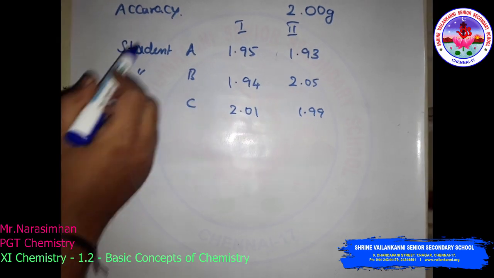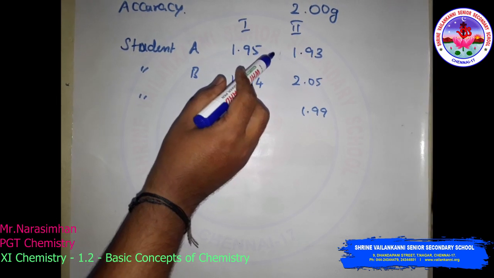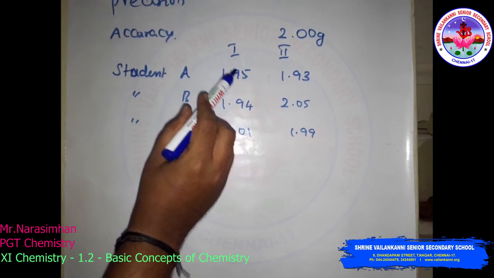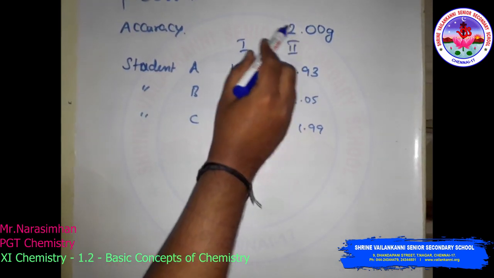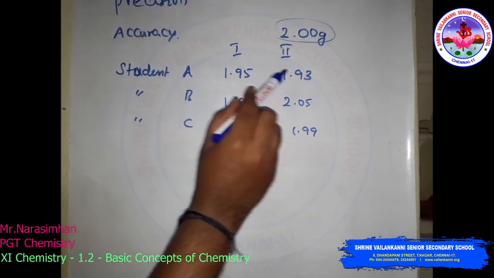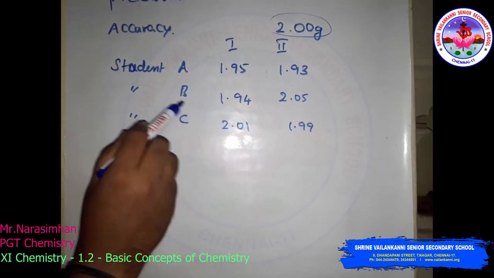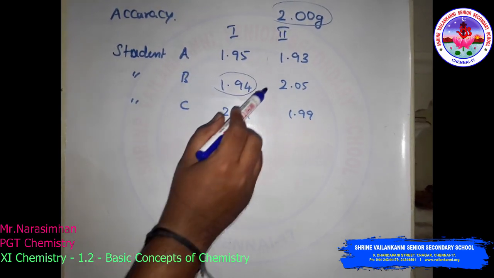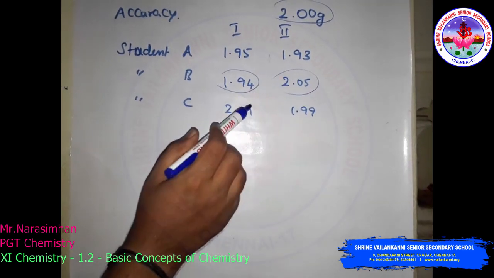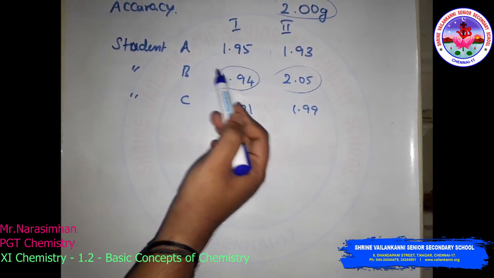Look here, student A reports 1.95 and 1.93. So these values are precise as they are close to each other, but not accurate. The accurate value is 2, so this is not accurate. These two values are close to each other, 1.95 and 1.93. See the next, student B: 1.94 and 2.05. There is no precision and no accuracy. The values are too different, so they are not close to each other.